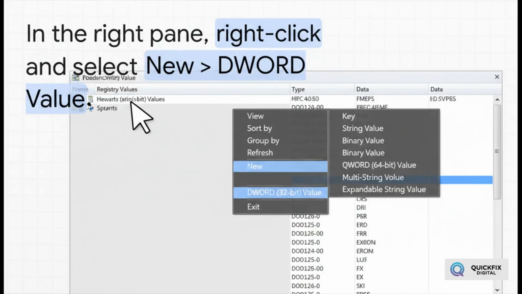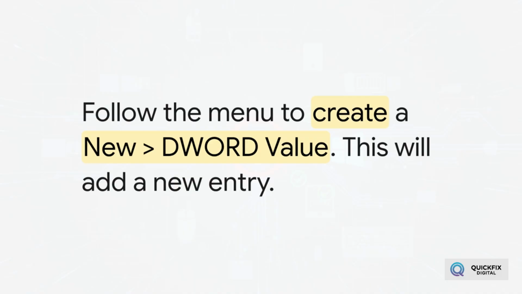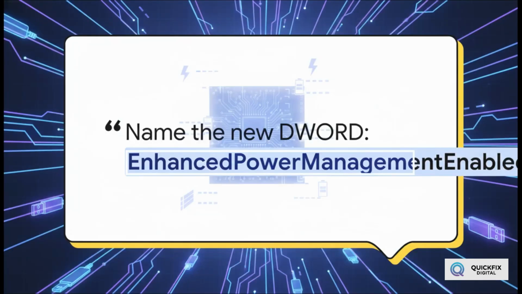So in the right-hand panel, right-click and choose New, then DWORD 32-bit value. Yep, just like this. Select DWORD 32-bit value from that menu. Name it exactly this: EnhancedPowerManagementEnabled. Spelling has to be perfect, so double-check it.